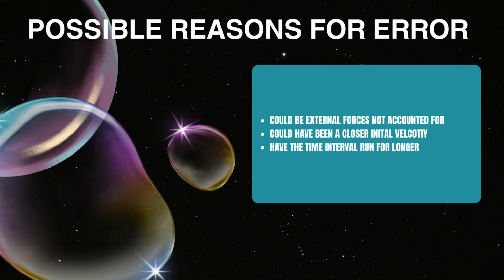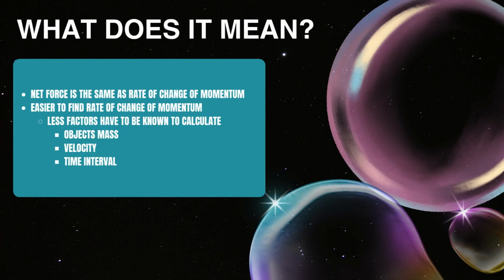Some possible reasons for error could be external forces that weren't accounted for, or there could have been a closer initial velocity. And I think just having the time interval run for longer may have been helpful to prevent some error. So, what does this mean?